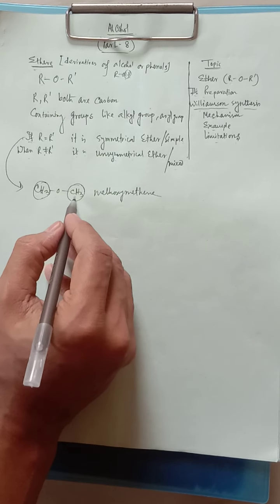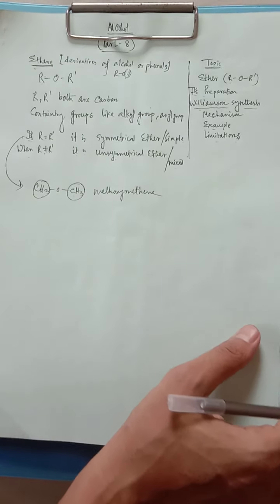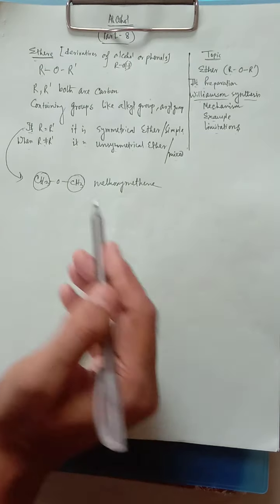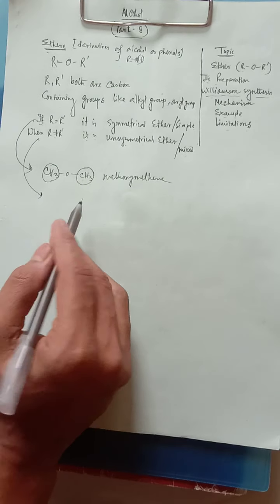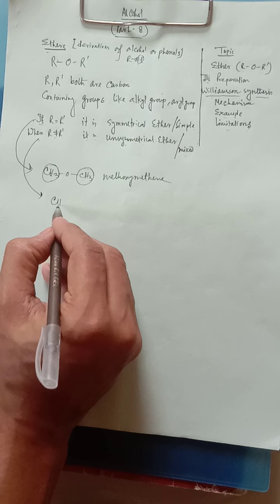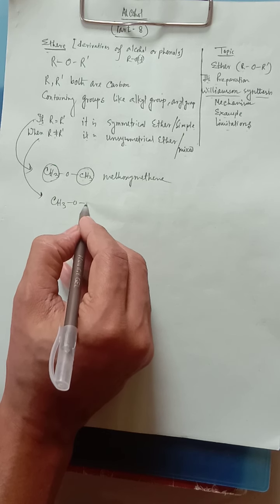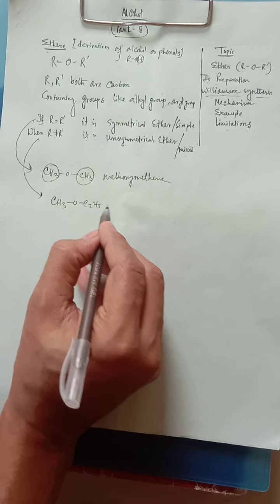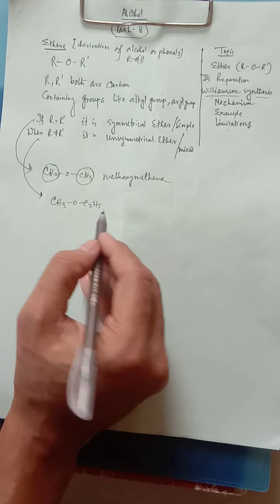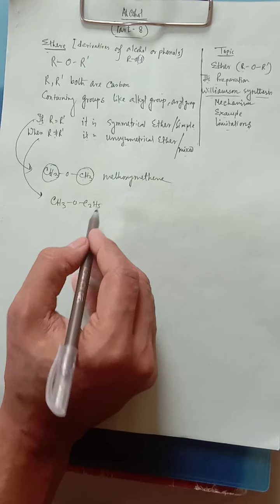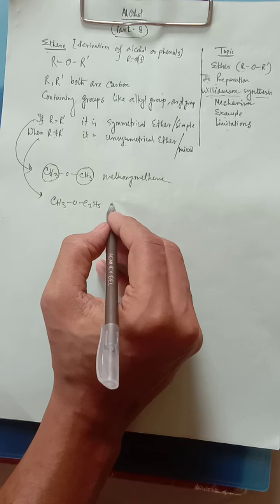Similarly C2H5, C2H5, that is also symmetrical. Lots of such examples are there. I have given only one. Now in case of unsymmetrical one also, from the definition it is very much clear. If we write down this way, it is known as unsymmetrical or mixed. That means both are different. The name is methoxyethane.